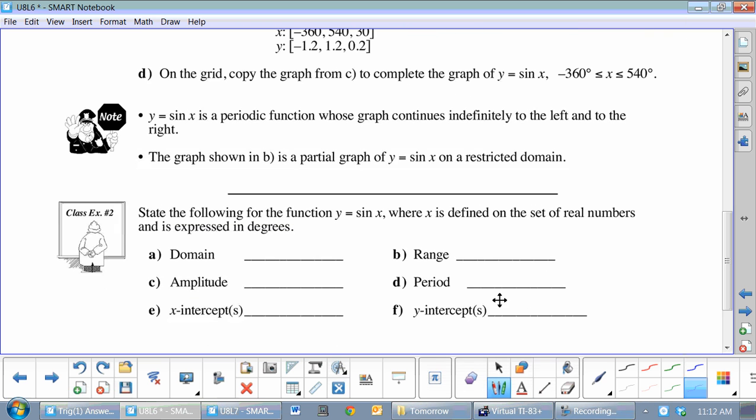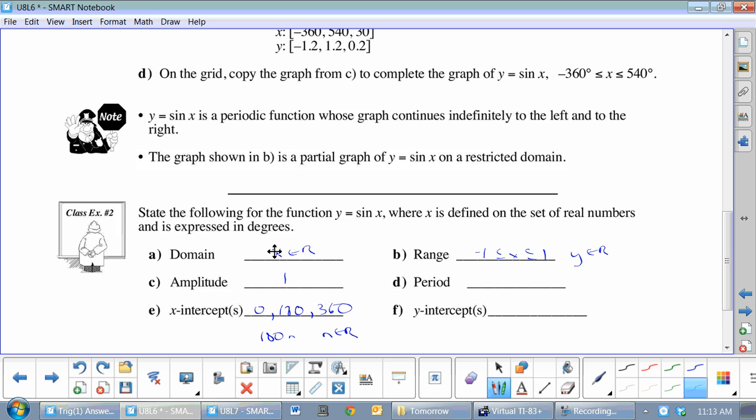The domain of this graph, if that graph was actually going on forever, would be x in the reals, right? The amplitude is 1, x-intercepts happen at 0, 180, 360. So all we say is 180n, n in the integers. What's the range? It goes from 1 to negative 1, 1 to negative 1, okay? So it's negative 1 ≤ y ≤ 1, y in the reals.